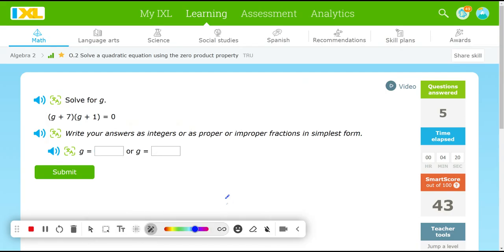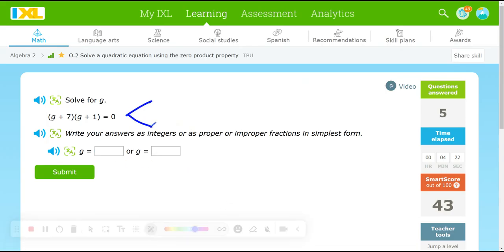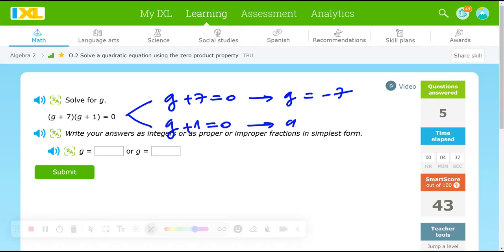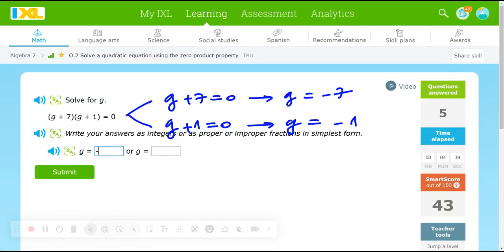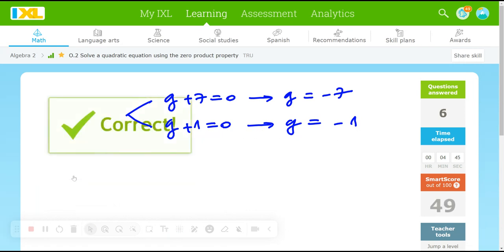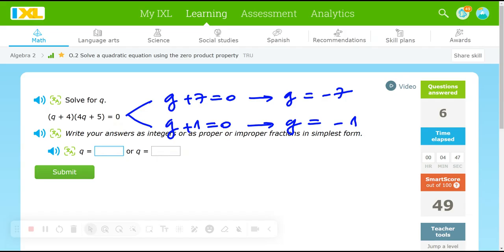What is it? g plus 7 equals 0, so g equals negative 7. All right. g plus 1 equals 0, so g equals negative 1. That's it. Two solutions. Put it in. Voila. Negative 7, and then negative 1. Really fast. I got 50 points already.